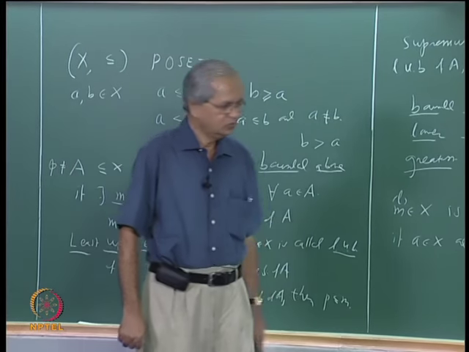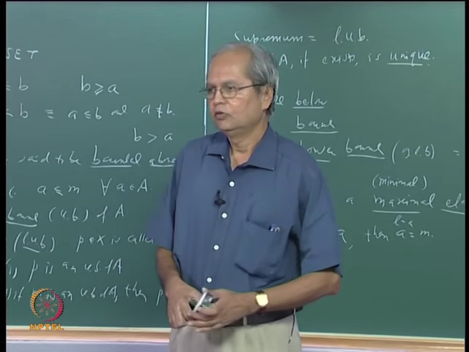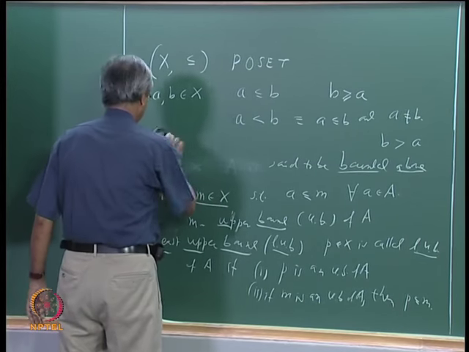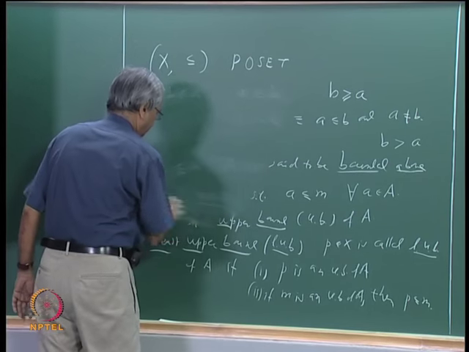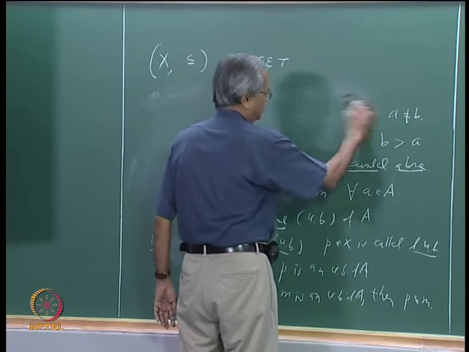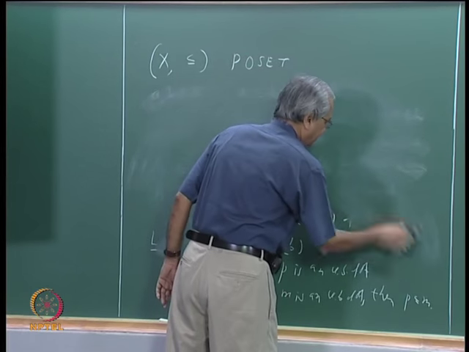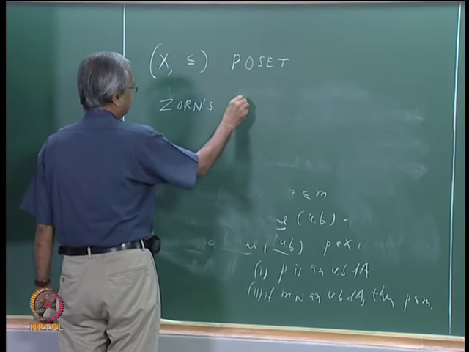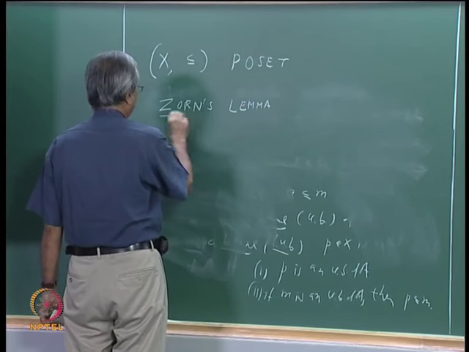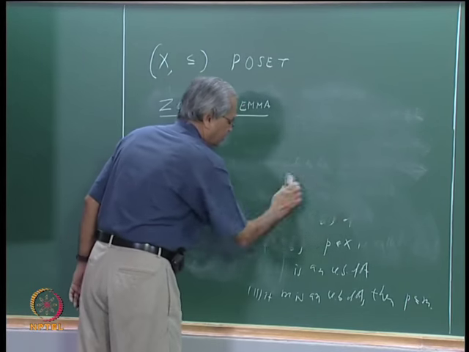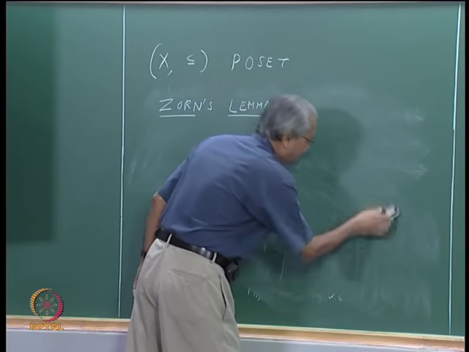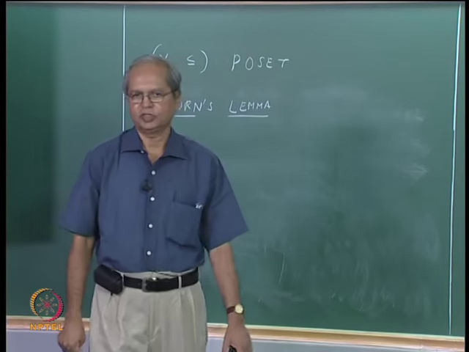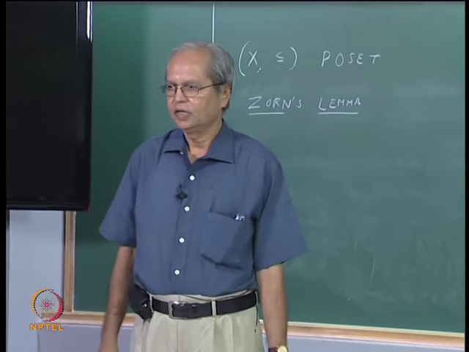Now we discuss one very important question: when does a partially ordered set have a maximal element? And the answer to that is given by a very well-known principle of set theory. It is called Zorn's lemma. And this is a lemma which will be used in many proofs of very well-known theorems. But anyway, before going to that, let us first see what exactly this lemma says. This says when does a partially ordered set have a maximal element.